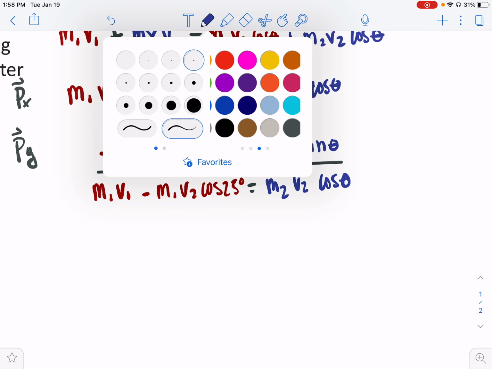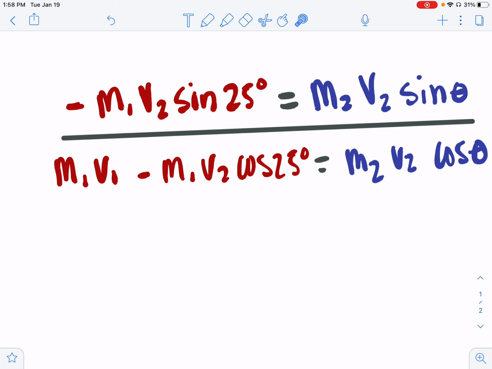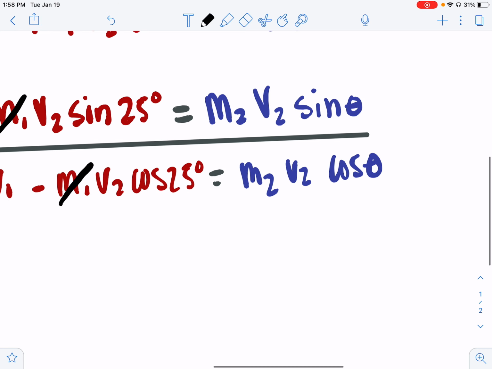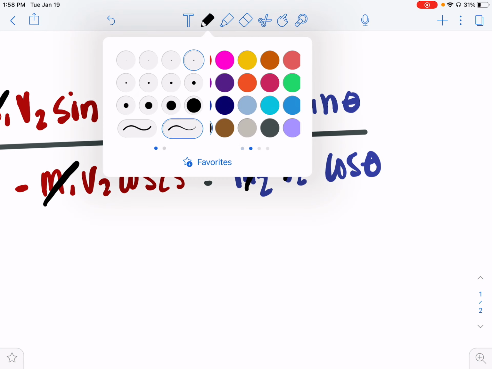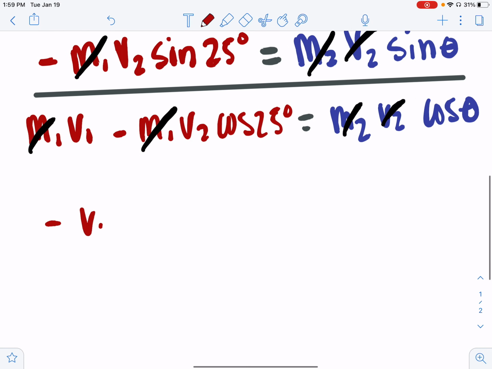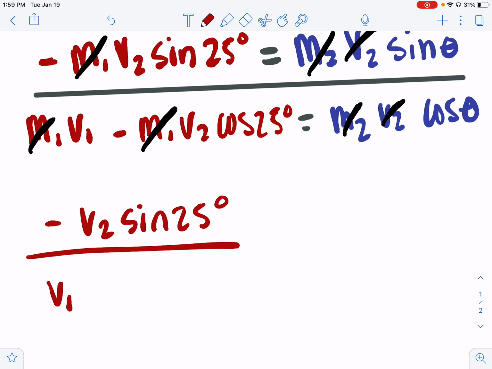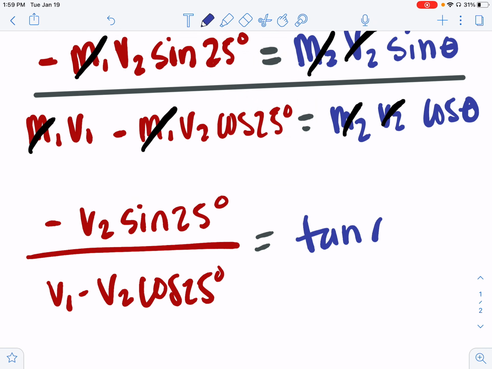So now if we look carefully at this, we hope that it canceled out the variables we didn't know. Well, on the red side, I have an m1 in each term, so I'm going to get rid of that. On the blue side, I have m2 and v2 in each term. Simplifying this expression is going to give me negative v2 sine of 25 over v1 minus v2 cosine of 25. And that is set equal to the tangent of theta.